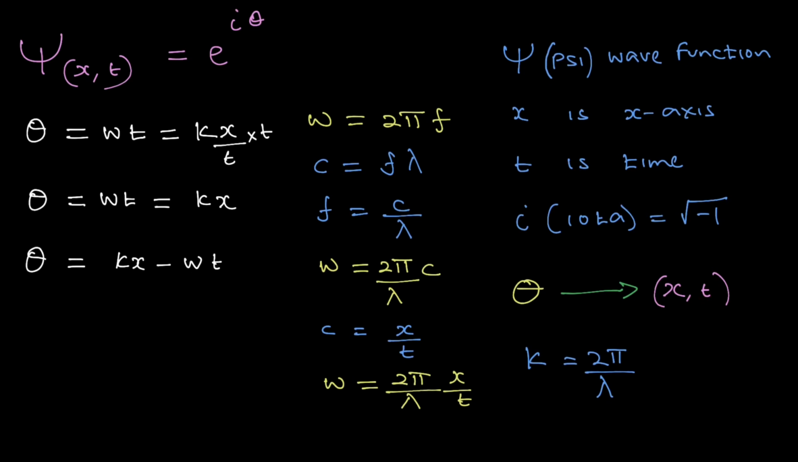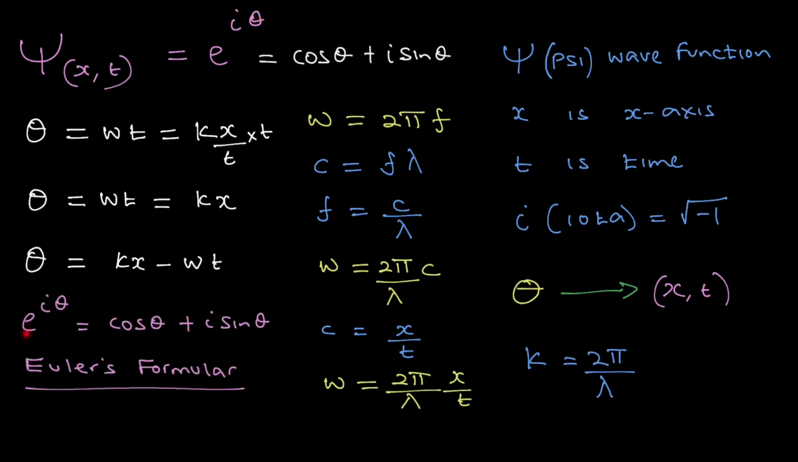Now I can replace the angular displacement here with that. e to the power i theta equals cos theta plus i sine theta. This is Euler's formula. So I need to change the i theta here and replace it with this one.